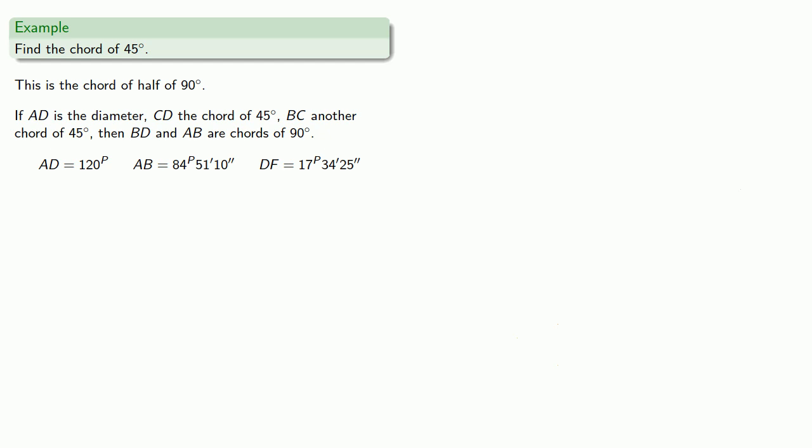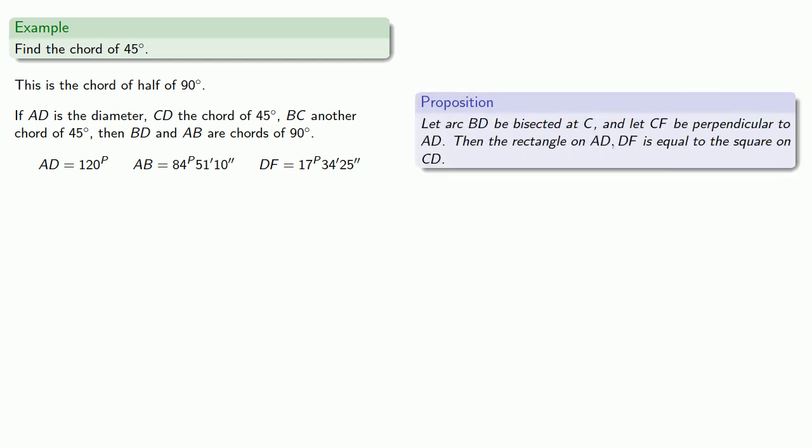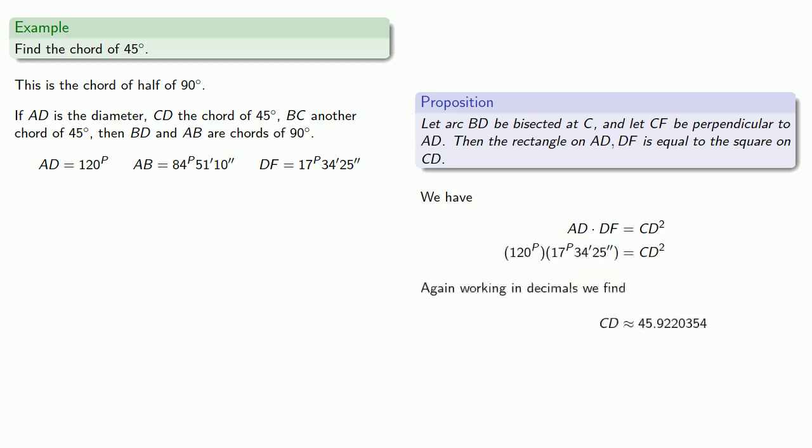And now we know that the rectangle on AD and DF is the square on CD, and we know all the lengths except for CD. And again, working in decimals, we find a value for CD. And to remain faithful to Ptolemy's work, we'll convert that back into sexagesimals, 45, 55, 19.